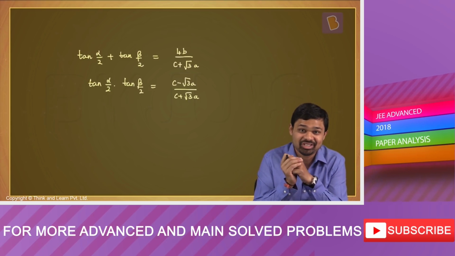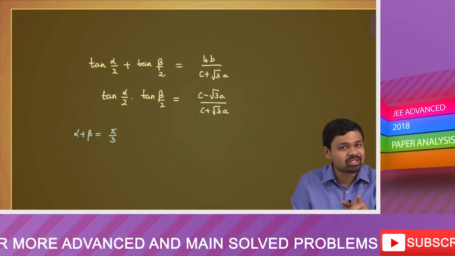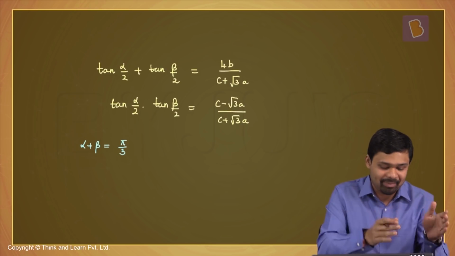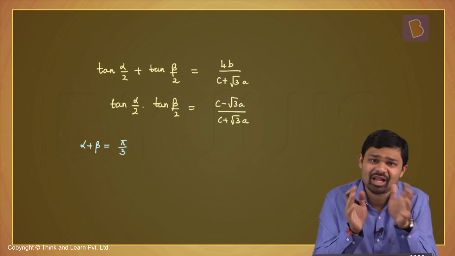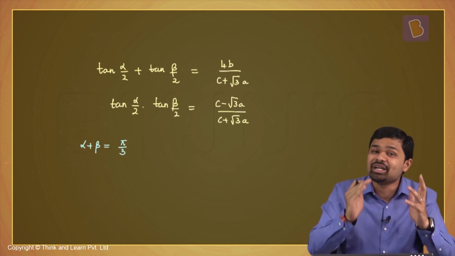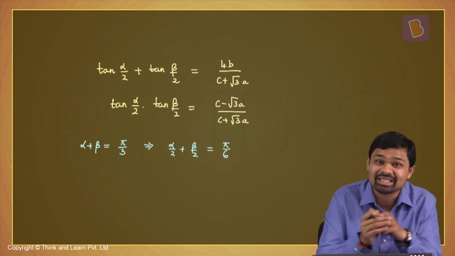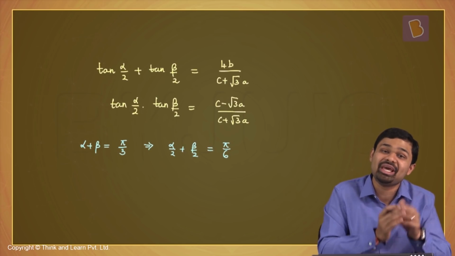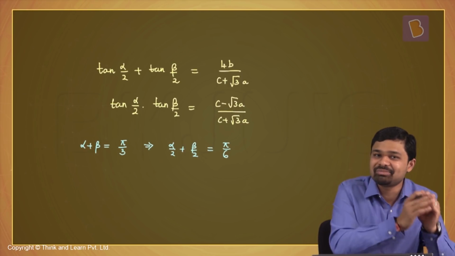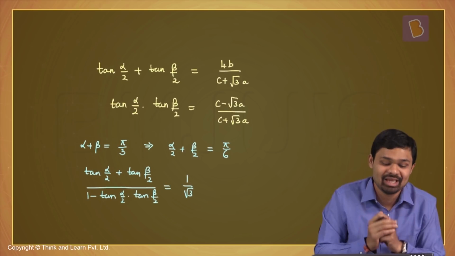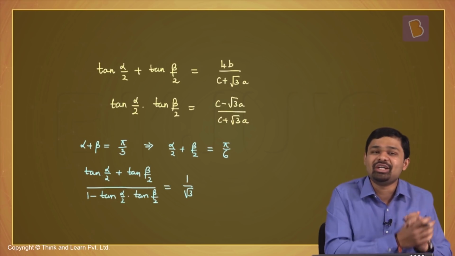There is more trick to this question, because now you're going to use the formula for tan of alpha plus beta, because alpha plus beta is pi by 3. So tan of alpha plus beta will be tan of pi by 3. But we don't have anything in terms of alpha plus beta. We have everything in terms of alpha by 2 and beta by 2. So we are going to say alpha by 2 plus beta by 2 is pi by 6, and tan of alpha by 2 plus beta by 2 is tan pi by 6, which is nothing but 1 by root 3. Now tan of alpha by 2 plus beta by 2 is nothing but tan alpha by 2 plus tan beta by 2 divided by 1 minus tan alpha by 2 into tan beta by 2.